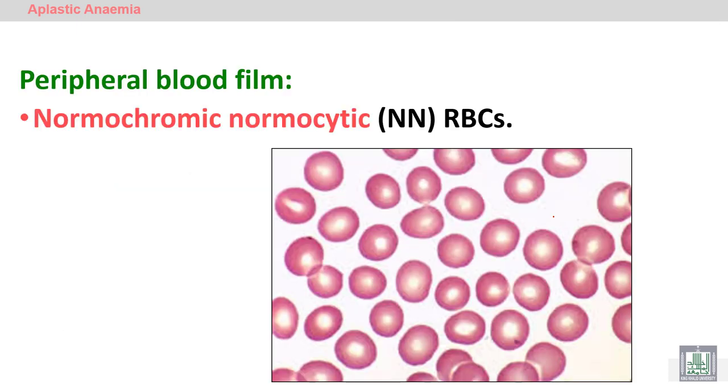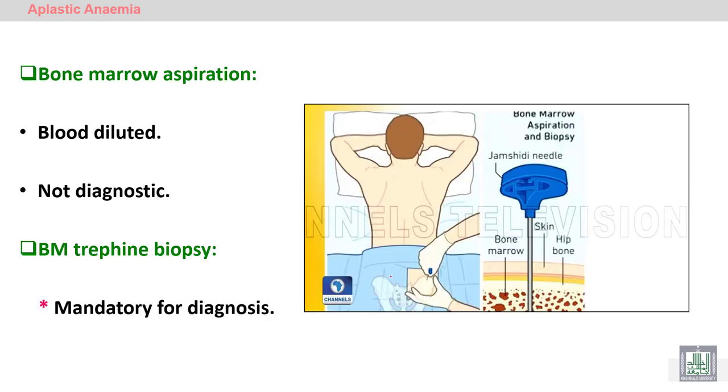In the peripheral blood film, we find normocytic normochromic anemia. So normocytic normochromic red blood cells, as you can see here, central pallor is less than 1/3. We can also see a decrease in white blood cells and a decrease in platelet count in the peripheral blood smear.